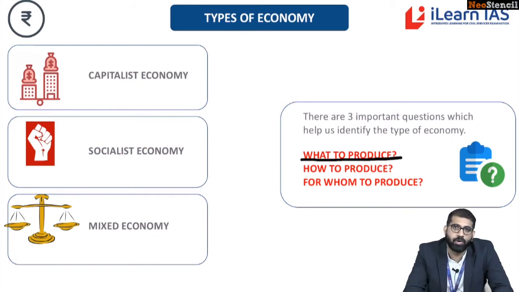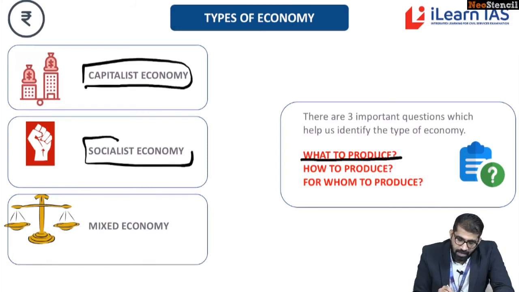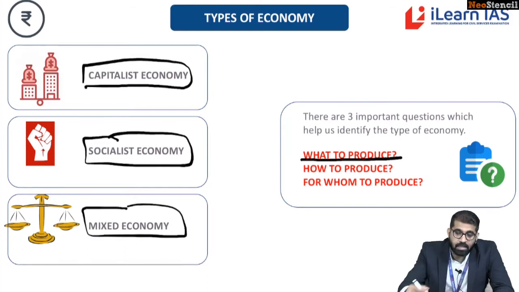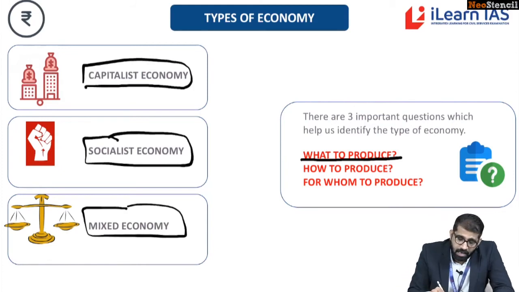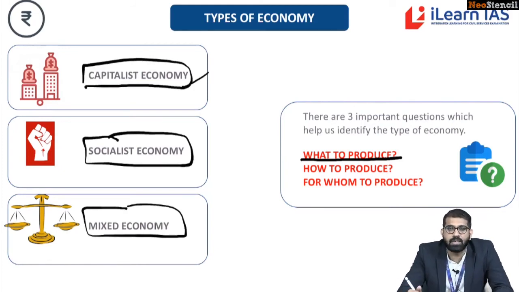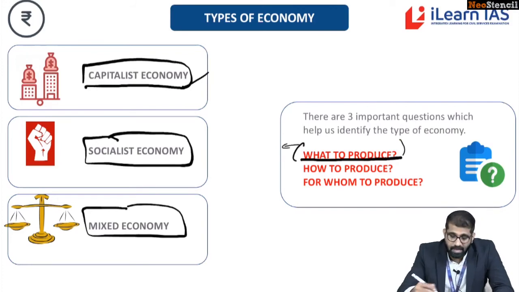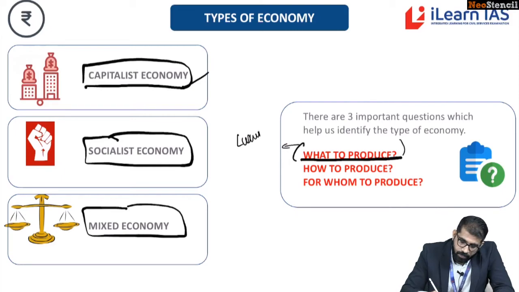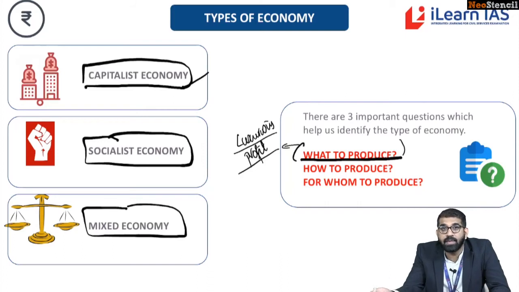Now on the basis of these three questions, we have divided the economy into capitalist economy, socialist economy and mixed economy. What is a capitalist economy? These are economies which, when it comes to what to produce, produce those products that are luxurious in nature, which will provide them more profit. Their major motive will be to create profit. So they will be producing only those products that provide them profit.